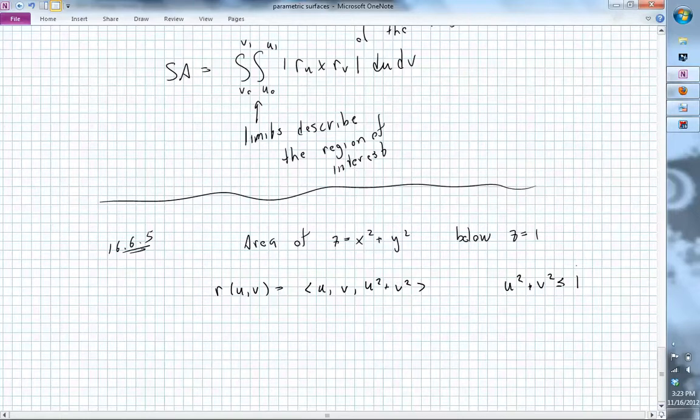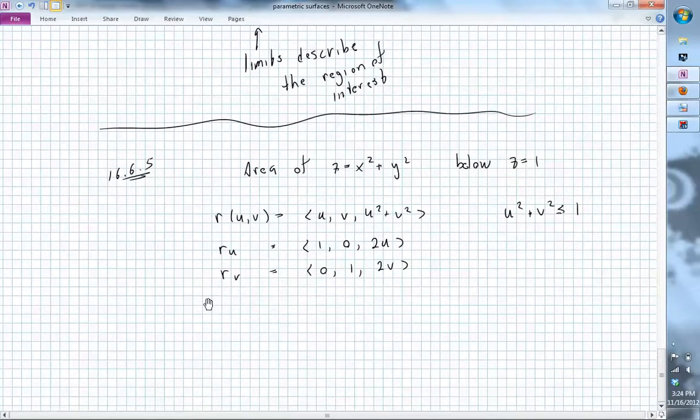Okay, well, then I can compute r sub u, which is 1, 0, 2u, and r sub v, which is 0, 1, 2v, right? And I can compute the cross product, r_u cross r_v. Okay, let's do this one column at a time. So if I blot out the first column, I get negative 2u, right? If I blot out the second column, I get negative 2v. And if I blot out the third column, I get 1.